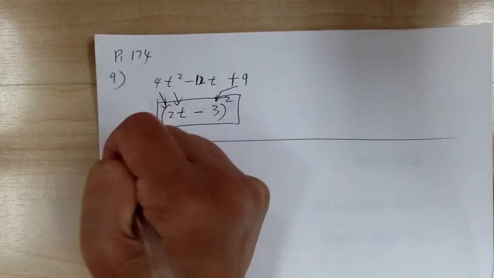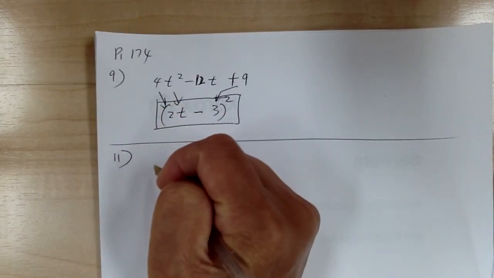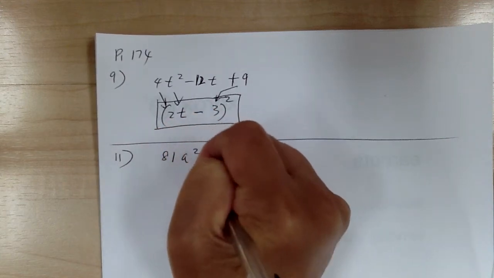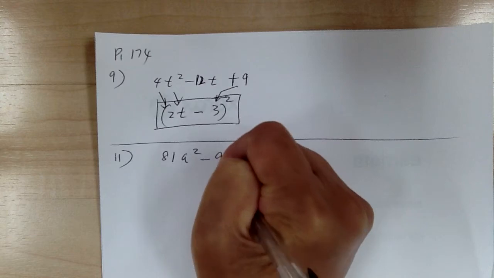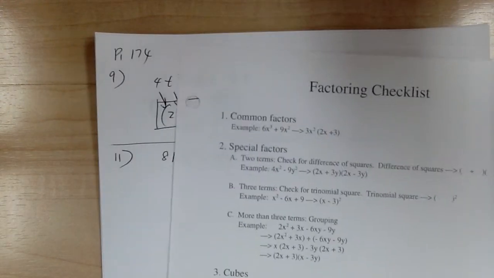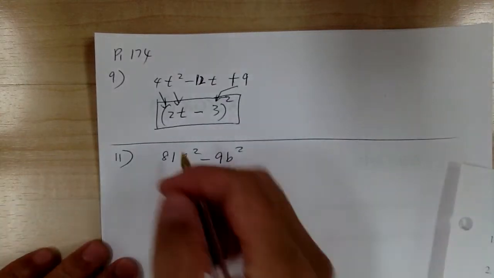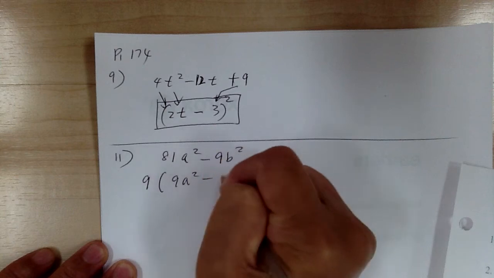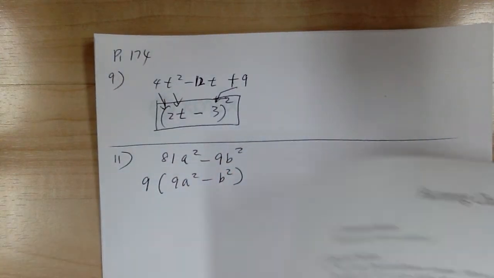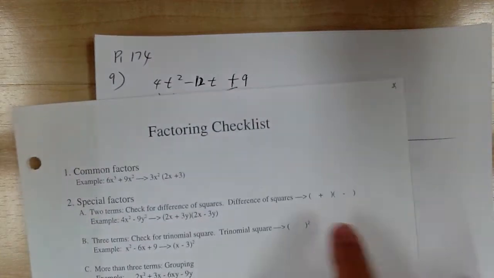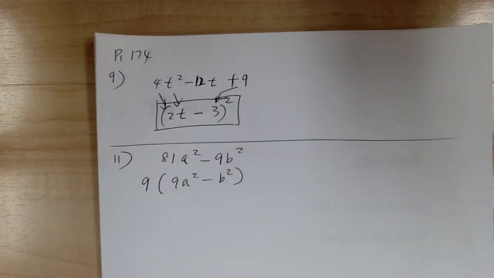Okay, number 11. You got 81a squared minus 9b squared. Again, it's very tempting to just go and jump right into step 2, but make sure you do step 1 first. So step 1, you have to factor out the 9. So you get 9a squared minus b squared. And then you go to step 2b, right, 2 terms. You check for the difference of square.